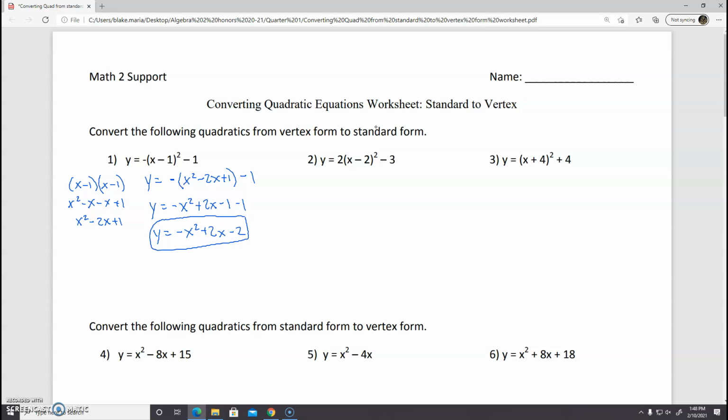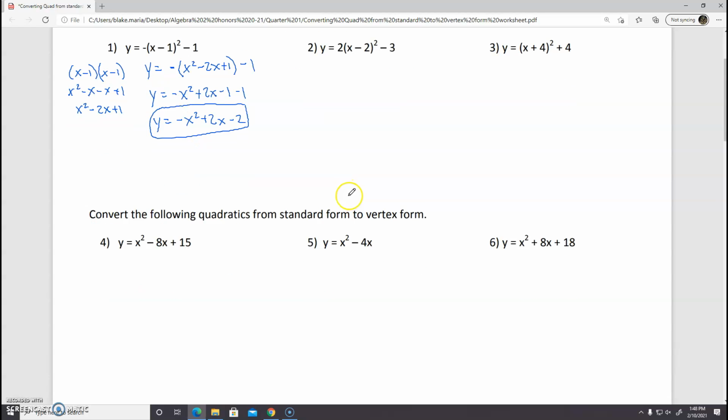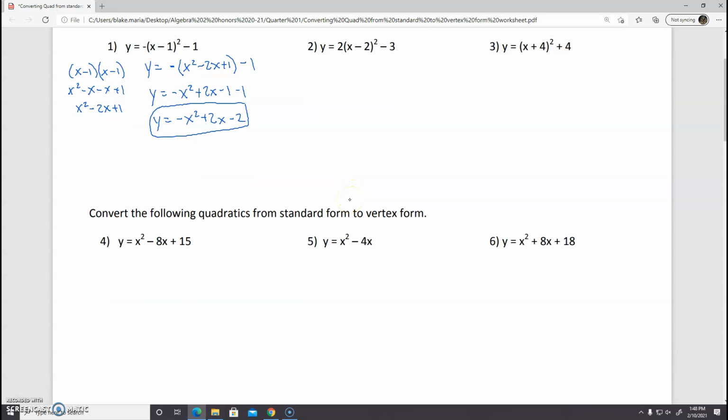Now, the other route, going from standard to vertex, so taking something in standard form and putting it back into vertex form, it's a little more complicated, and it involves completing the square. So remember completing the square, we had a little formula. Take b, cut it in half, and square it. We're going to be coming back to that. We're going to be using that today. So we're going to go ahead and just set this up real quick.